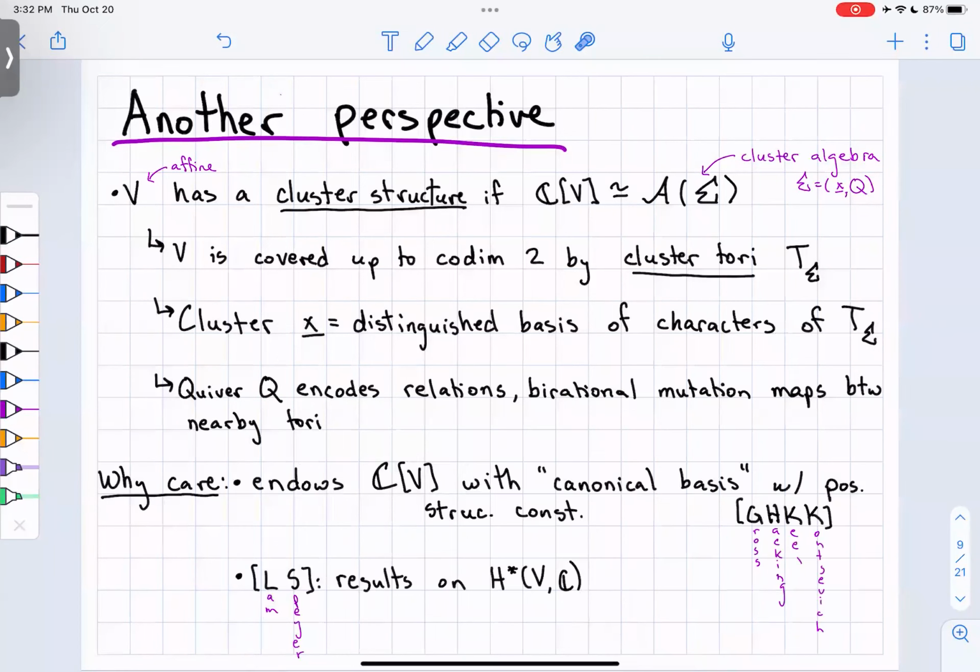Okay, so I guess I should also say some reasons why you might care about a variety having a cluster structure. It endows the coordinate ring with what you might call a canonical basis with positive structure constants. So having a cluster structure automatically gives you this nice basis for your ring of functions. And also, just from having a sufficiently nice cluster structure, you know some stuff about the cohomology of your variety. That's the result of minus five. So that's two reasons you might care to prove your variety has this.